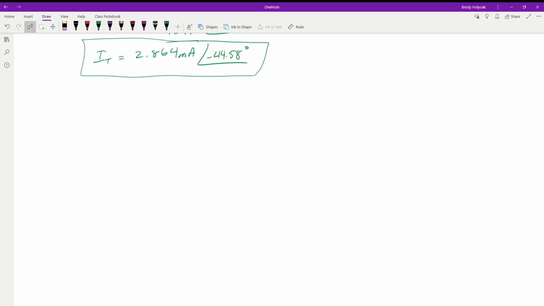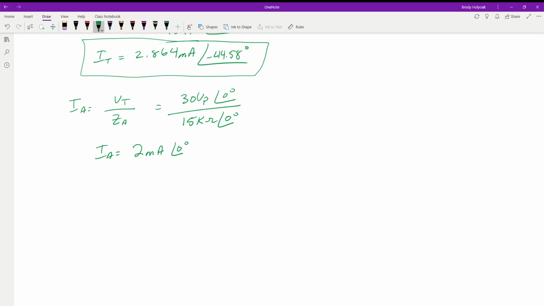Now, the last two parts that we need to solve for are the current through branch A and the current through branch B. So the current through branch A is equal to the total voltage, since that's what's in parallel with the impedance of A. So we have 30 volts peak at an angle of 0 degrees divided by all the impedance that's in A, which is just the 15 kilo ohm resistor at 0 degrees. So the current through A is equal to 2 milliamps at 0 degrees.